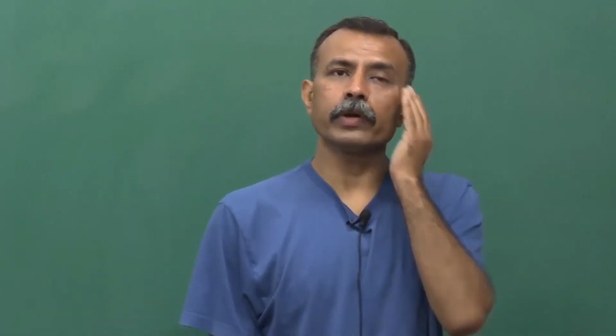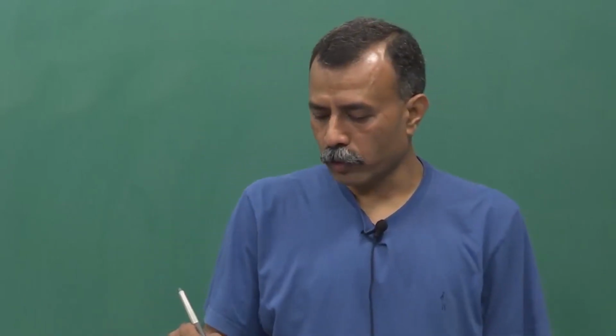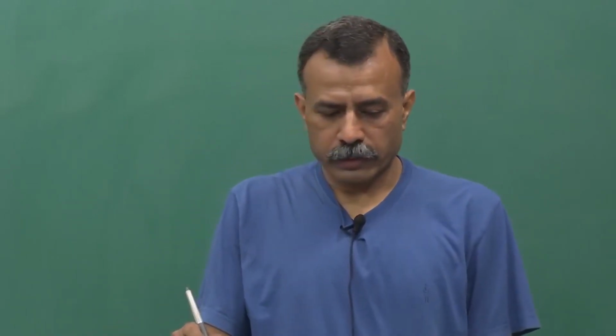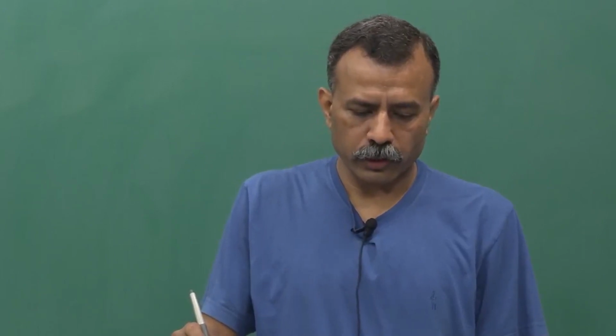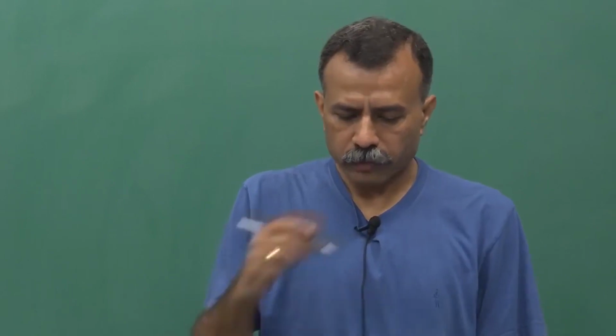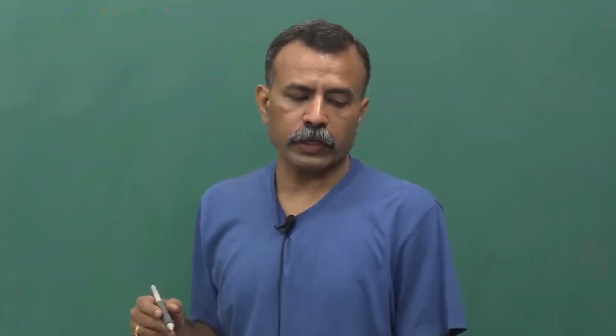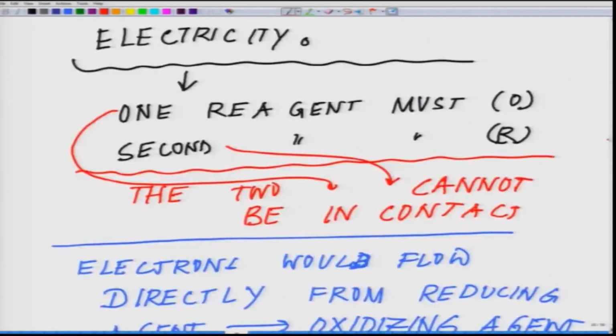Just a small recap. When we talked in the last class about galvanic cells, we put up a definition which I wanted to revisit. A galvanic cell, which is a voltaic cell, uses a spontaneous chemical reaction to generate electricity. I mentioned two things here: one reagent must be oxidized and the second one must get reduced, and the two should not be in contact.